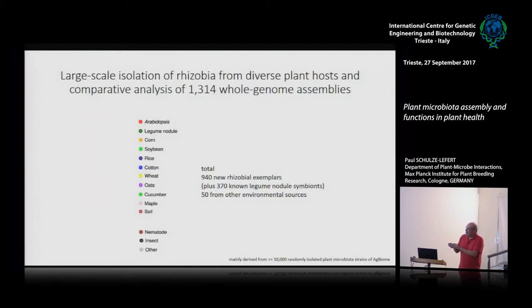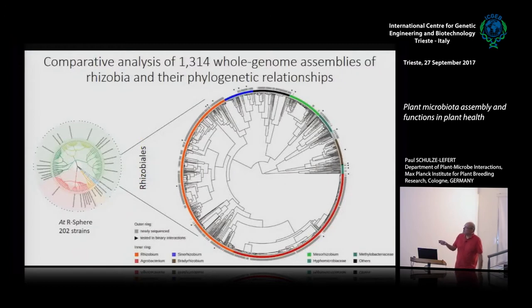We've isolated, in what I will call a botanical garden microbiota analysis, 940 new rhizobial exemplars from very different non-legume plants, including oats, cucumber, maple, wheat, cotton, and so on. Together we've isolated 1,300 rhizobia from the roots of different plant species grown in different soils all over the US. So it's a very deep culture collection, and we subjected all of them to whole genome sequencing. The result for these 1,300 root-derived rhizobia, both from legumes and non-legumes, is shown here as a phylogenetic tree.